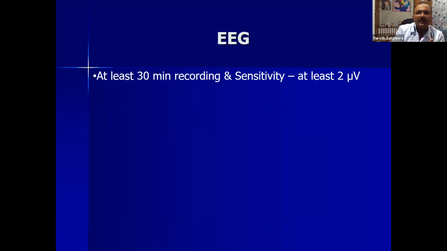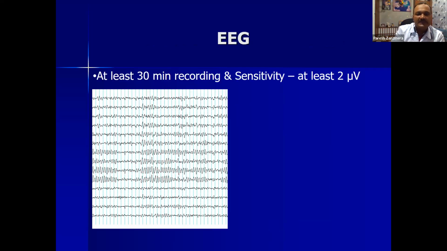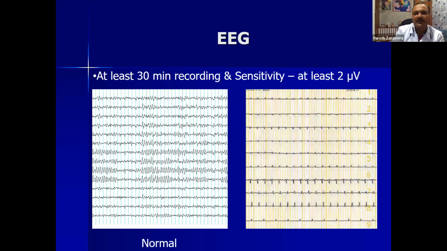Now EEG, the prerequisite is that you should do at least 30 minutes of recording, and sensitivity should be set at 2 microvolts. And you can see this is the normal record. You can see alpha waves in the background, and there is nothing but these EKG artifacts that come vertically at the same time interval, time-locked with the EEG, right? So there are no particular waves you can see over here as compared to this, right? So this is known as electrocerebral silence. Now this should be at a sensitivity of at least 2 microvolts.